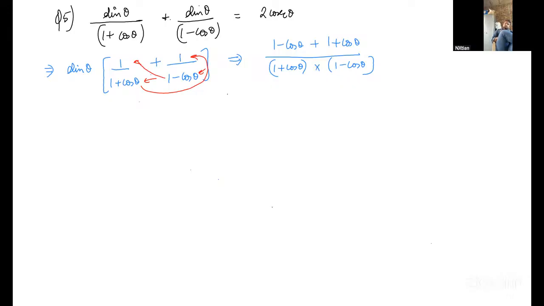Now you can see that 1 minus cos theta and 1 plus cos theta are there. So minus cos theta and plus cos theta will equal 0. So this and this will cut, make it 0. And 1 plus 1 is 2. So it becomes 2. Did you understand? Yes or no?